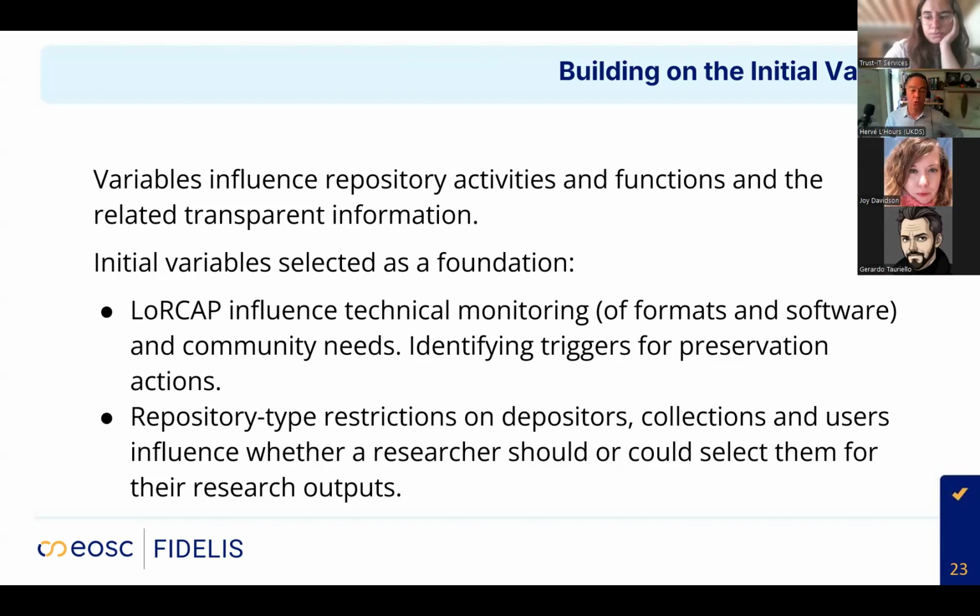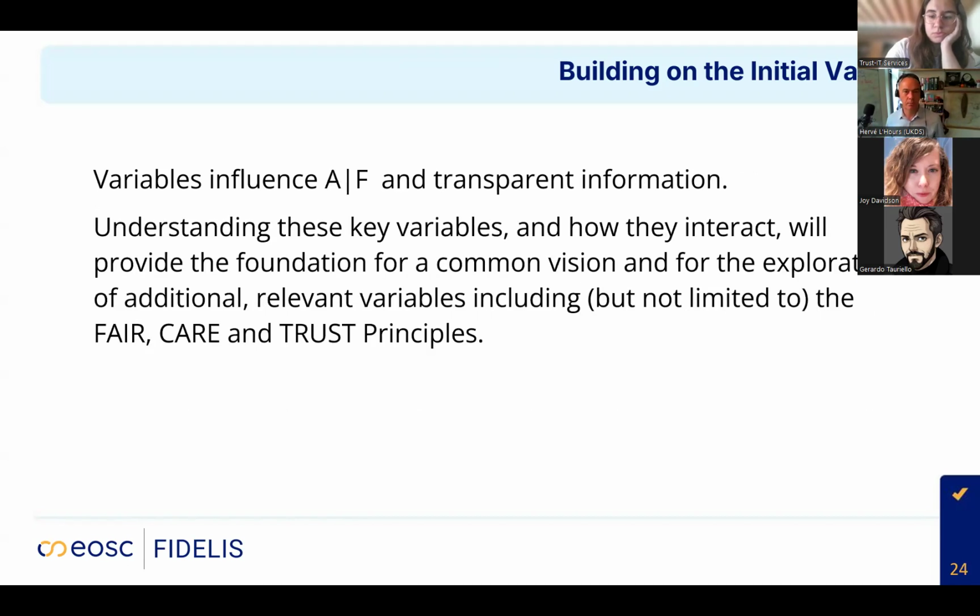So that repository type restriction, and this was one of the major bits of feedback that we had from the first iteration, those restrictions on depositors, collections, and users influence whether a researcher should or could select that repository for their research outputs, either to put them in or get them out. And being able to answer that question seems like a pretty good baseline for the metadata and information that should be available about a repository. So variables influence the activities and functions and the associated transparent information. Going back to that small print, it's all about understanding these key variables and how they interact.